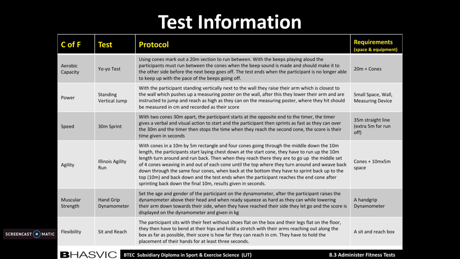I then found tests I would use to measure his components of fitness. For aerobic capacity, I decided to use the yo-yo test. For power, I used the standing vertical jump. For speed, I used the 30-meter sprint. Agility, I used the Illinois agility test. Muscular strength, I used the hand grip dynamometer. And for flexibility, I used the sit and reach test.